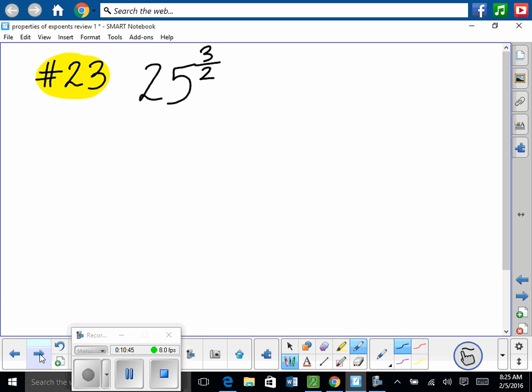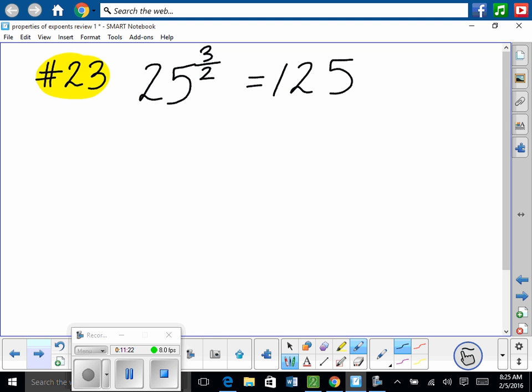So, number 23. It says 25 raised to the 3/2 power. So, you can just type it into your calculator, and if it comes out a whole number, then you can write that answer. So, we have 25 raised to the 3 divided by 2. You get 125. So, we get 125, which is great. But if it came out as a decimal, then you would be required to rewrite it using rational exponents as a radical and then break it down by hand.